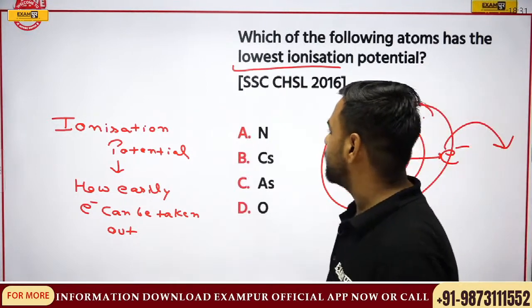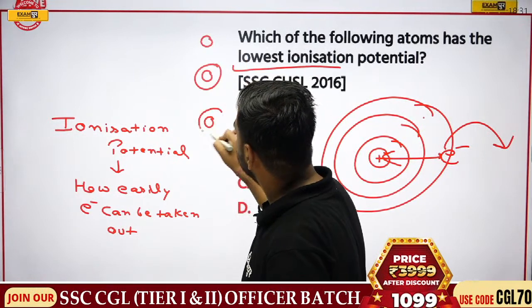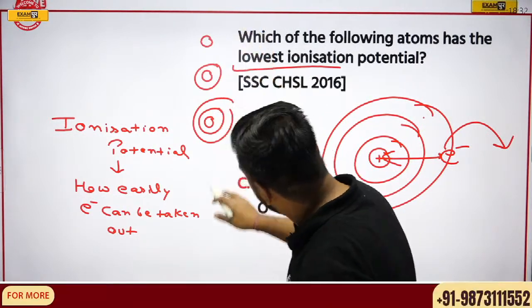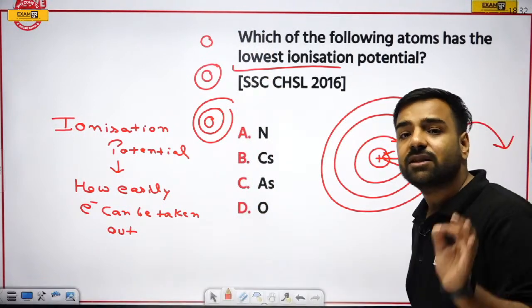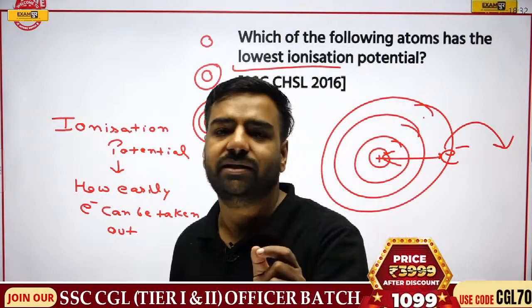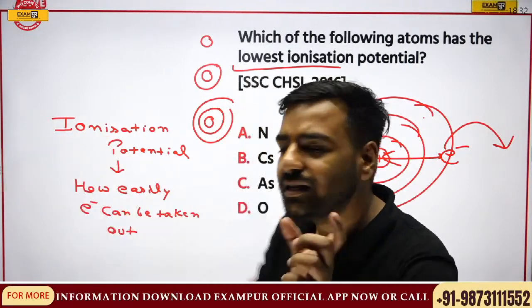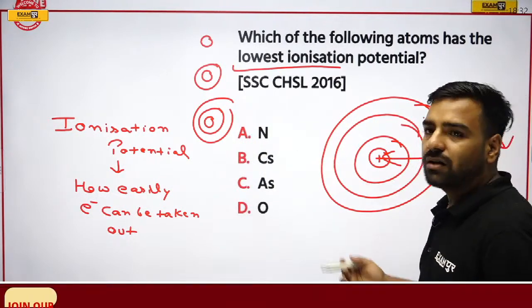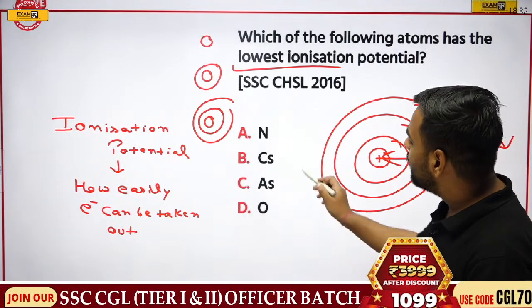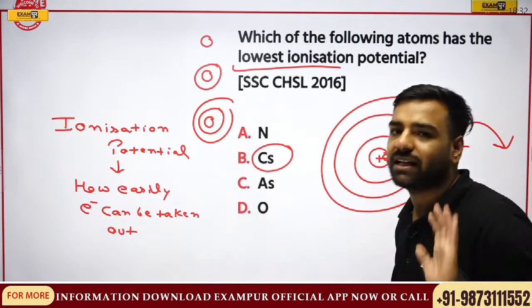Now what we can say, if I move from top to bottom, the number of shells actually increases. So if you are going to move down the group, you will easily be able to take the electron out. That is, you will require the least energy to take it out. So if I go with these options, that is nitrogen, cesium, arsenic and all, here we'll get to know that cesium is at the bottommost part and this can easily be taken out.